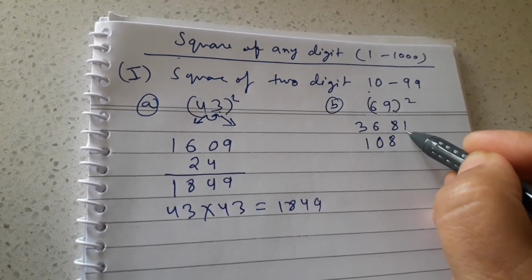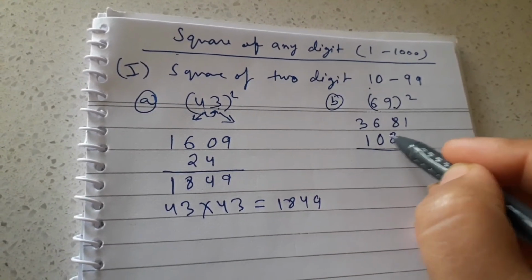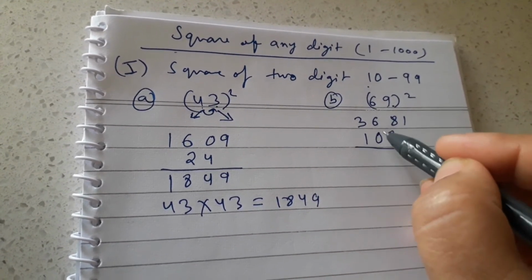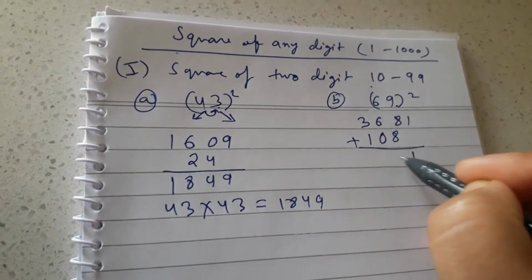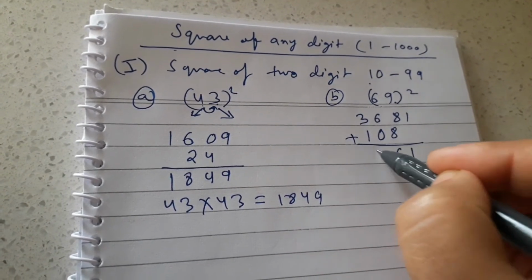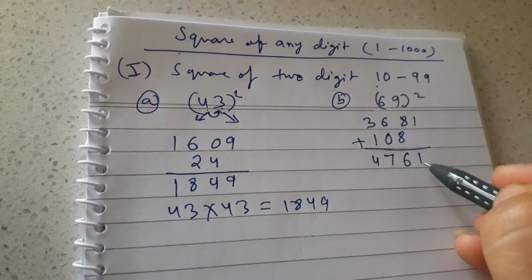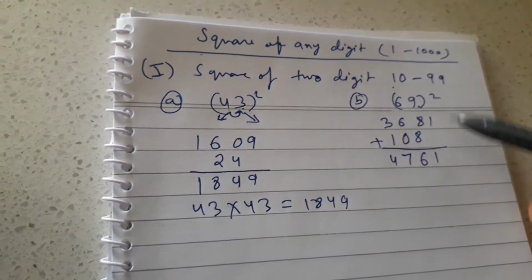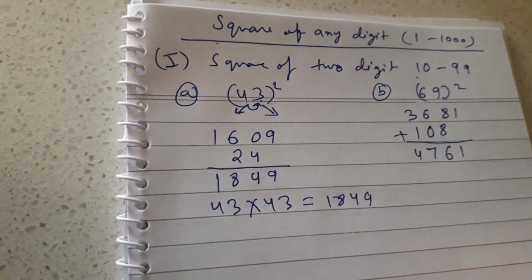You have to write that after leaving one digit, below that. And now you have to add it. So 69 into 69 is 4761. If you practice this, you can find the square of any two-digit number within a second.